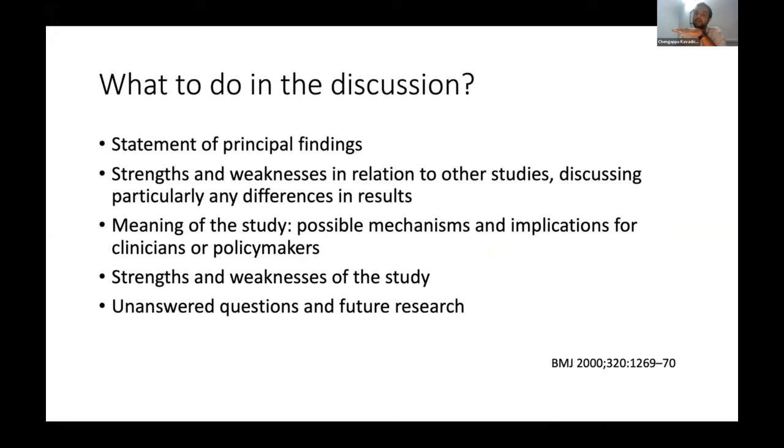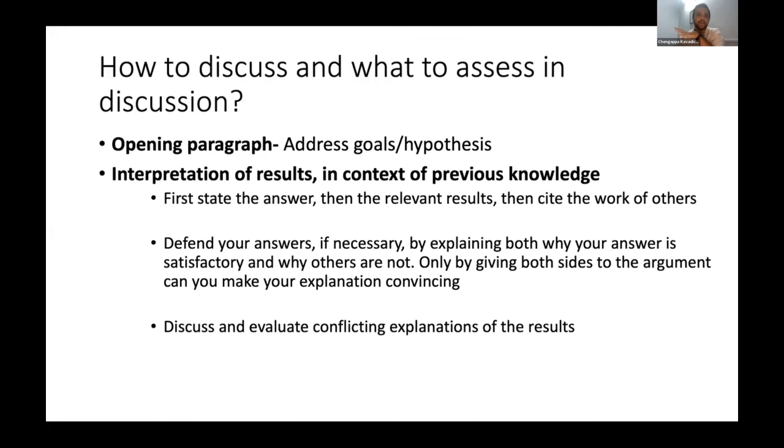This has to be honest, and this has to be rational. It's important that we put out our weaknesses rather than somebody else pointing them out. And if there are a lot of weaknesses pointed out by the reviewer, there's a higher chance that your manuscript is going to be rejected. And then finally, just state what the unanswered questions are and what the avenue for further research is based on your study. So the opening paragraph should address the goals and hypothesis, and how your results have addressed them.